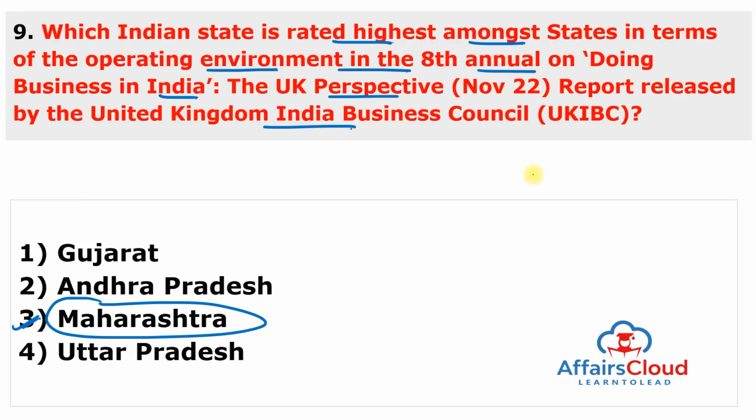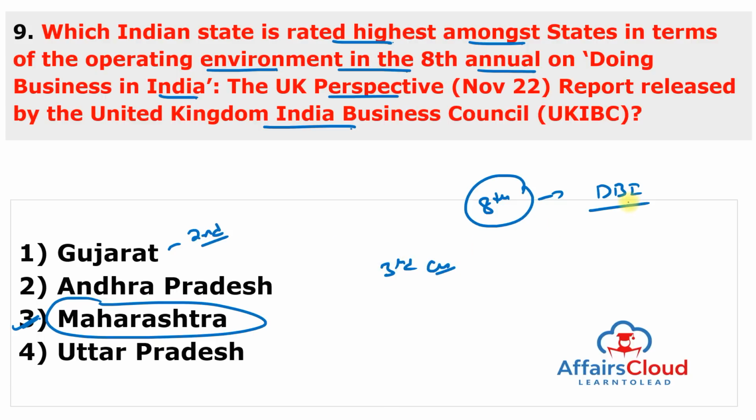So the United Kingdom India Business Council released the 8th annual report on Doing Business in India, the UK Perspective report. As per this report, Maharashtra is rated highest among states in terms of the operating environment. And second rank goes to Gujarat, third rank goes to Chandigarh, fourth Haryana, and so on. And the findings of this report are derived from a survey of 111 UK businesses and higher educational institutions.